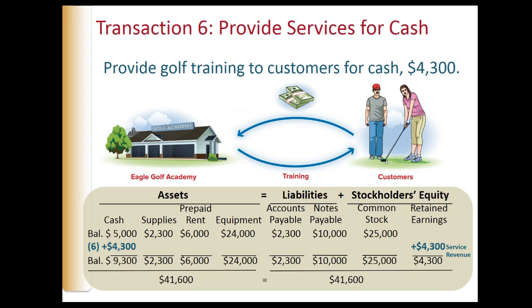So our total assets now of $41,600 still equal our liabilities plus our stockholders' equity. You see our liabilities, we've got accounts payable of $2,300, notes payable of $10, we've got our common stock of $25, and now we have an increase of retained earnings of $4,300. If you add all of these together, they are $41,600, which is what our assets are, $41,600.